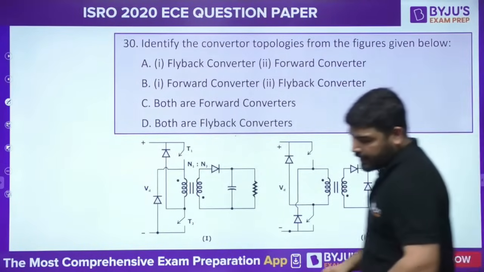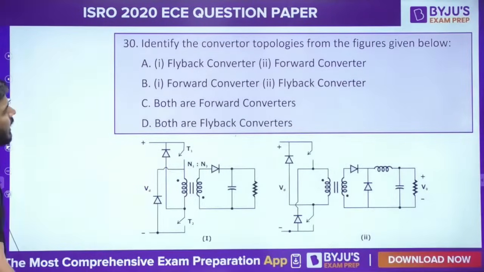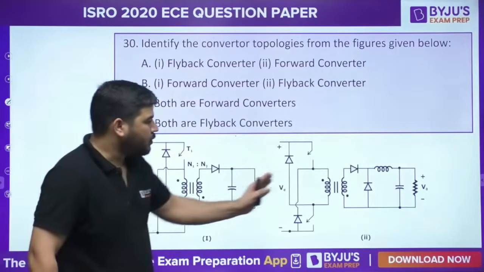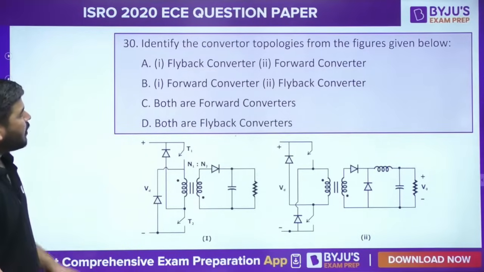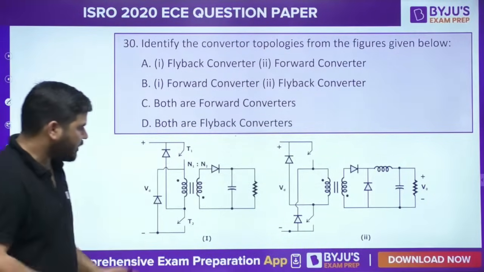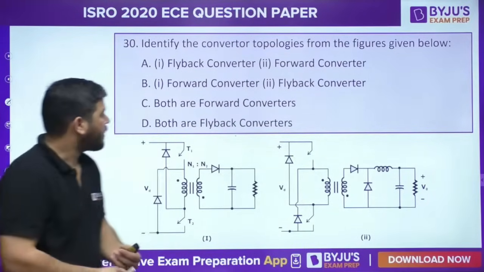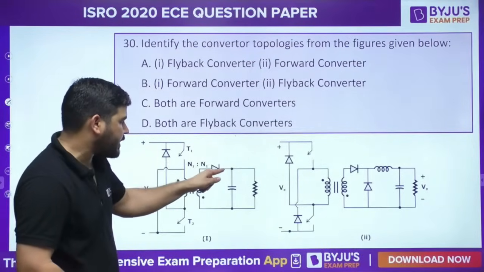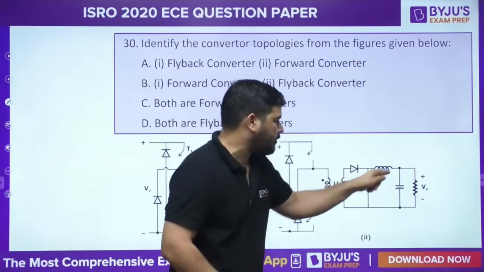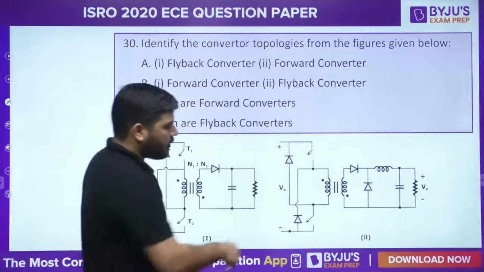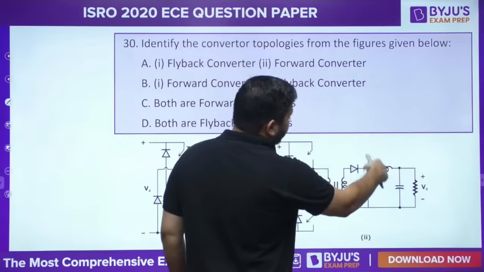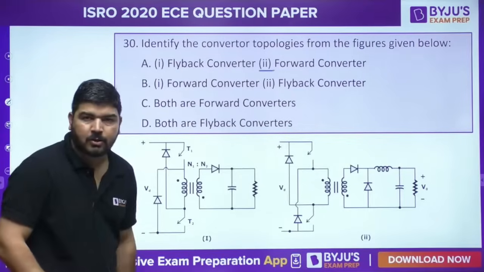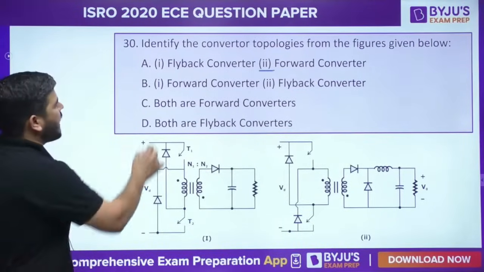The next question on your screen is, identify the converter topologies from the figure given below. So there are two topologies. Both are DC-DC converters. Now, in this converter, you can see that on this side there is no choke coil. Here you have the choke coil. So whenever a DC-DC converter has a choke coil, we call it a forward converter. And in this one, there is no choke coil, so it is called a flyback converter.